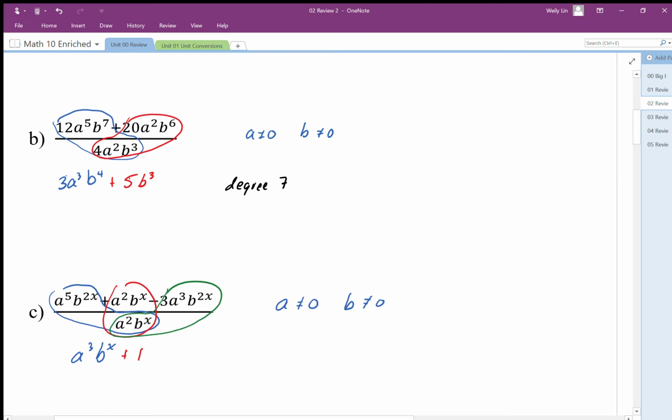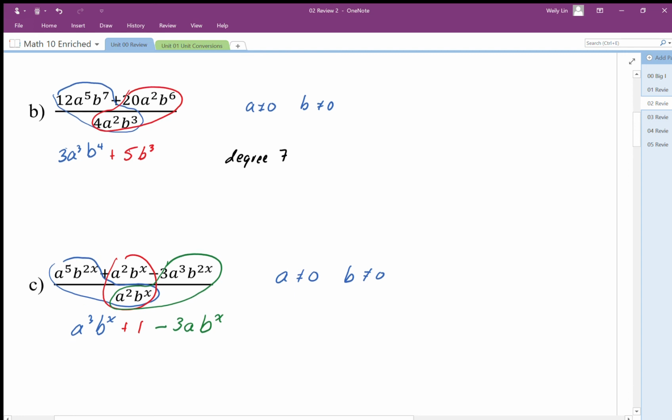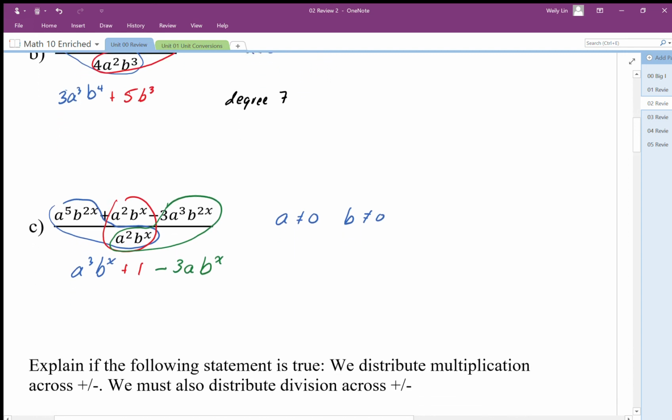So this term here, we're going to be left with minus 3a cubed over a squared gives me a. b to the power 2x and b to the x. We're going to take away half of those x's, and we're left with b^x. Okay, so there's a simplified version of those.